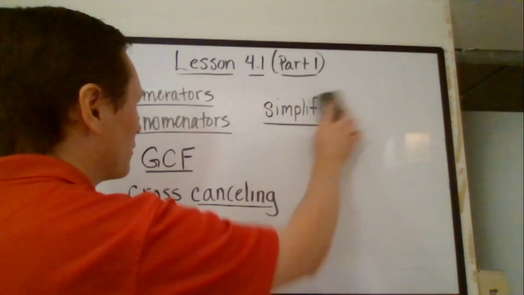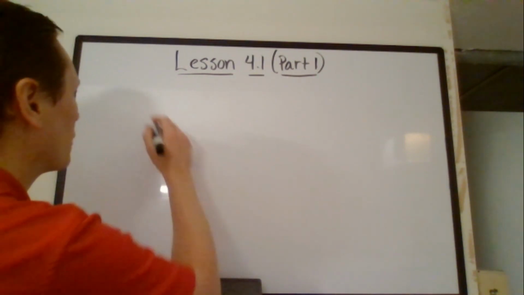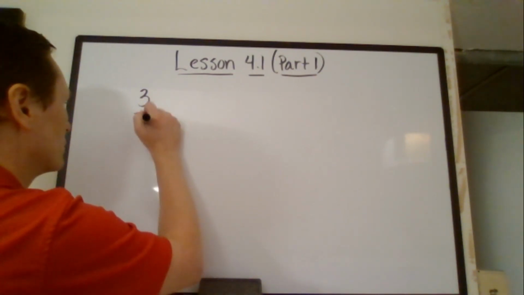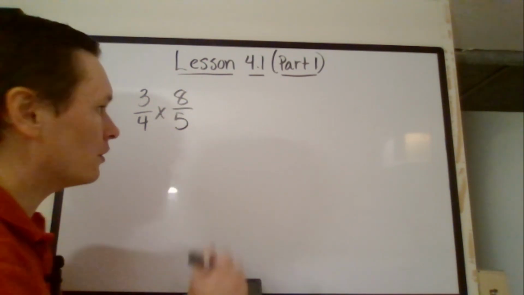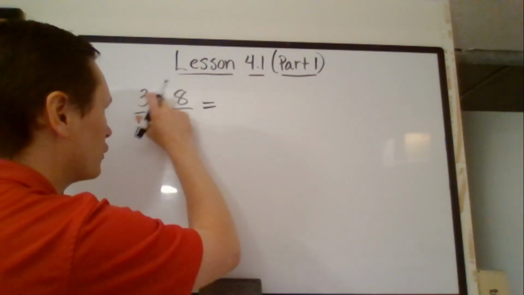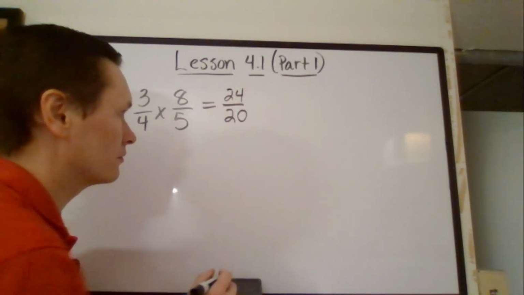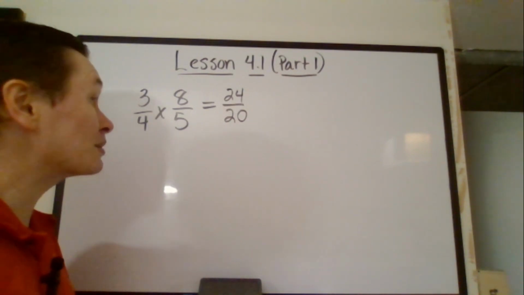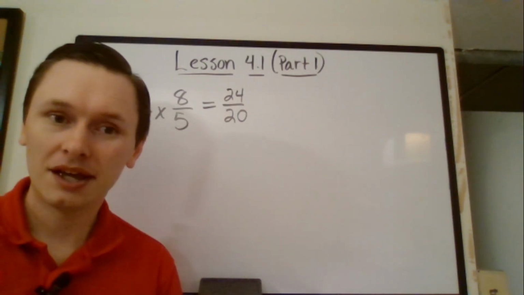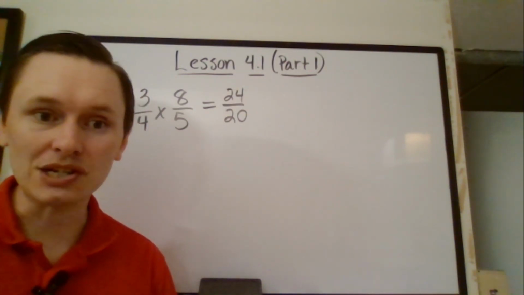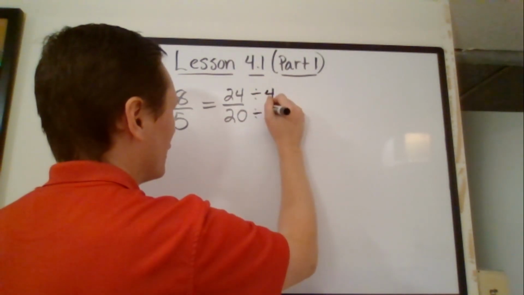So let's look at an example. So example number 1. For example 1, we have 3/4 times 8/5. Okay, and we know that that equals, by multiplying across our numerators and then our denominators, we end up with 24 over 20. All right, so the first way we're going to simplify this is with the GCF. Now, before I got on here and started recording, I did do the Venn diagram and found that the GCF was 4. So that's going to save us some much needed time.